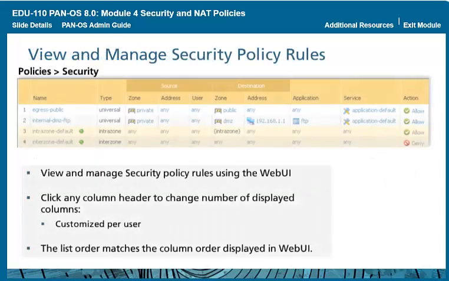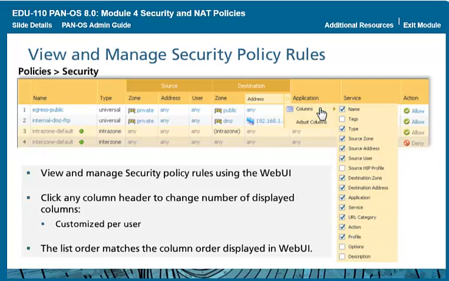To display your security policy rules in the web UI, browse to Policies, Security. Each logged-in user can customize their web UI display. Modify the number of columns displayed by clicking any column header and selecting from the list the columns the web UI should display. The order in the list matches the order in which the columns are displayed in the web UI. For example, note that the Tags column is deselected in the list and that the corresponding column is missing in the web UI display. The Tags column would have been displayed between the Name and Type columns.